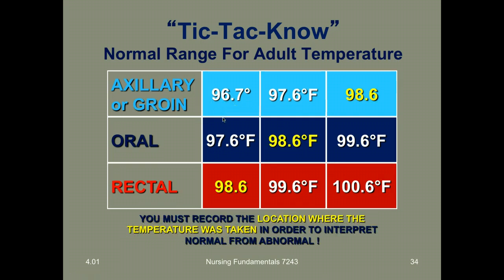So you have to record the location where the temperature was taken in order to interpret what's normal versus abnormal. So if you look alphabetically, axillary or groin, AG, next is oral, next is rectal. If you put 98.6 in your center free space and you add 1 always to the right, and you subtract 1 always to the left, and you subtract 1 if you go above, and you add 1 if you go to the bottom, that gives you ranges of temperature.